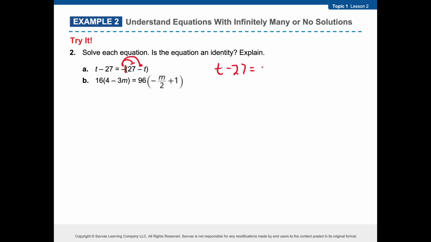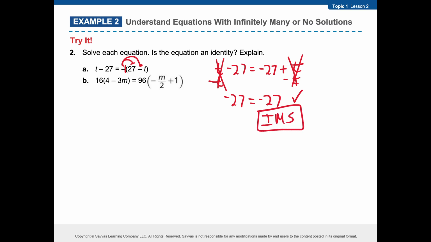You are distributing by a -1, which makes that a -27, and a negative times a negative is a positive t. You can tell it's identical to a positive t on both sides, a -27 on both sides. When I cancel out that variable, they end up canceling out on both sides. A -27 is the same as -27 on both sides. So this would be infinitely many solutions.